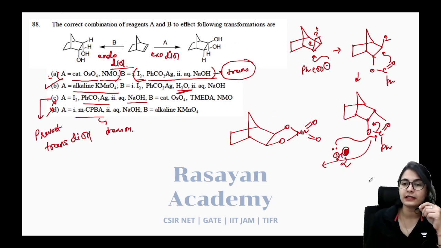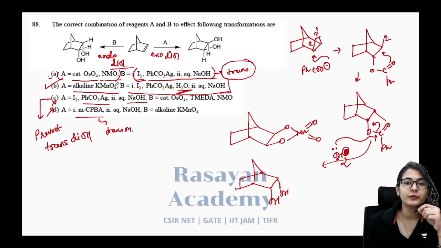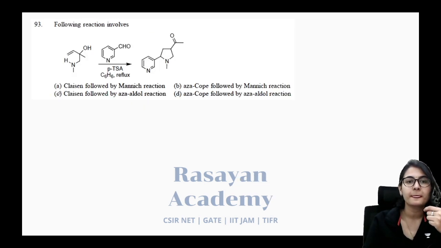It is going to attack the carbonyl carbon and directly do the hydrolysis to give you this kind of a molecule, the endodiols. So Woodward cis dihydroxylation is present in option number B. And the first part is just alkaline KMnO4 forming the cis diol. Okay, so you can just check out the Woodward and Prevost reaction from the name reaction list. Answer is option number B.